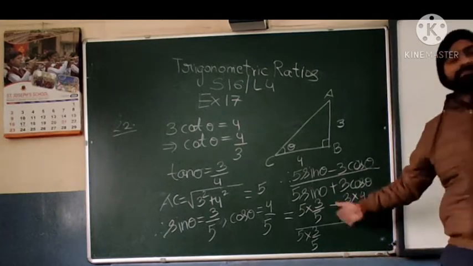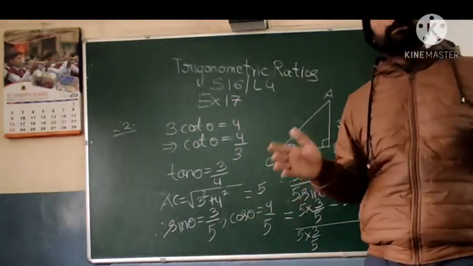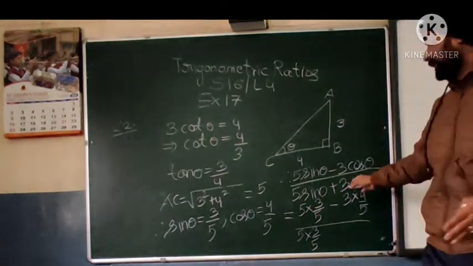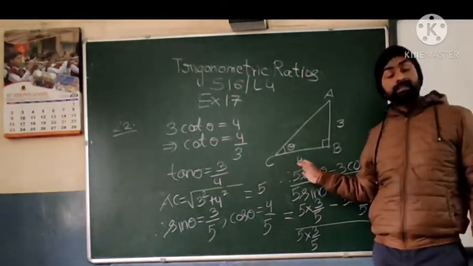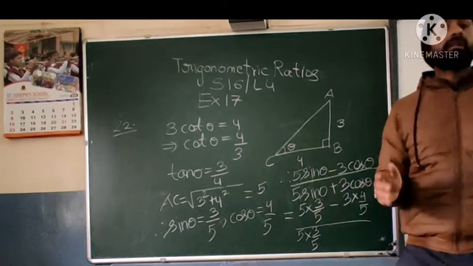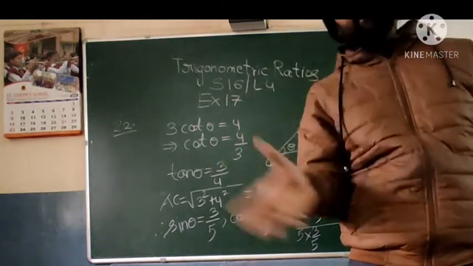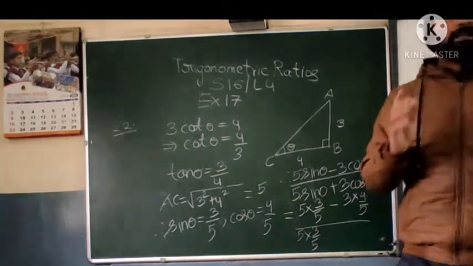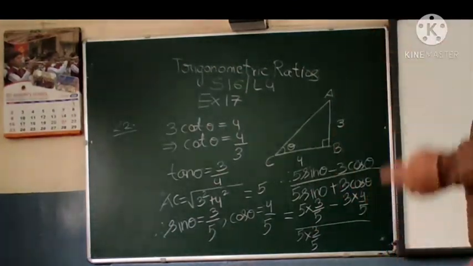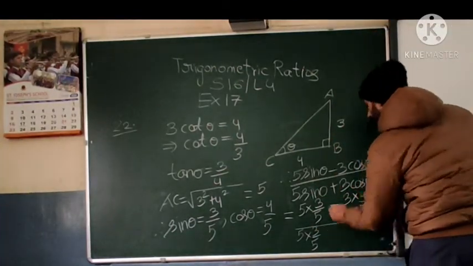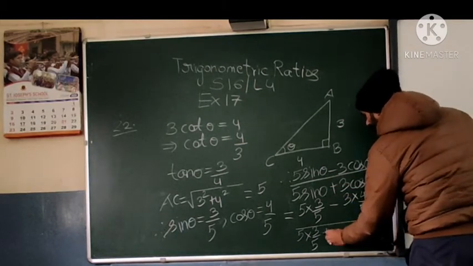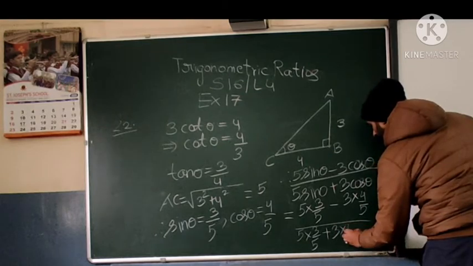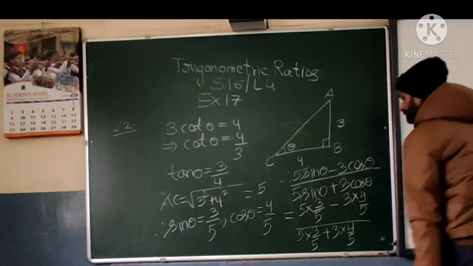So don't start cancelling it here only, because it may be possible that after adding the like fractions in the denominator and subtracting the like fractions in the numerator, you will still get some values which will cancel. So don't be in a hurry and cancel 5 and 5 here only. Please wait for the last moment to see what is coming. Minus. So minus in the numerator, plus in the denominator. 3 into 4 by 5.